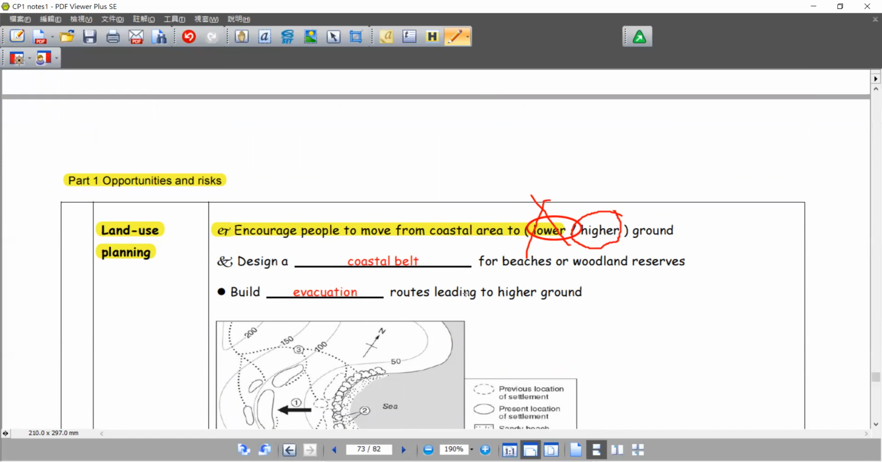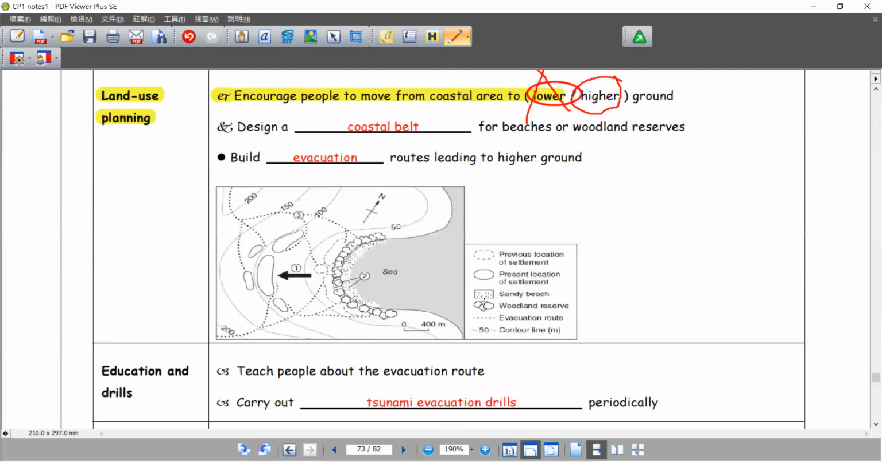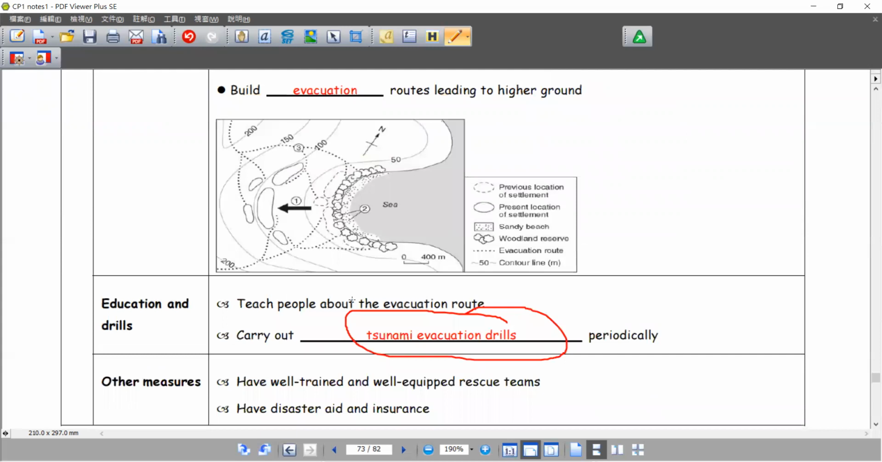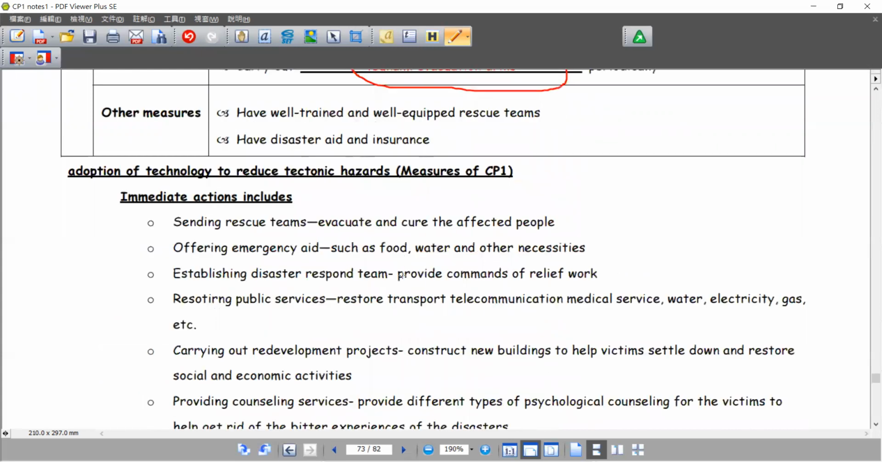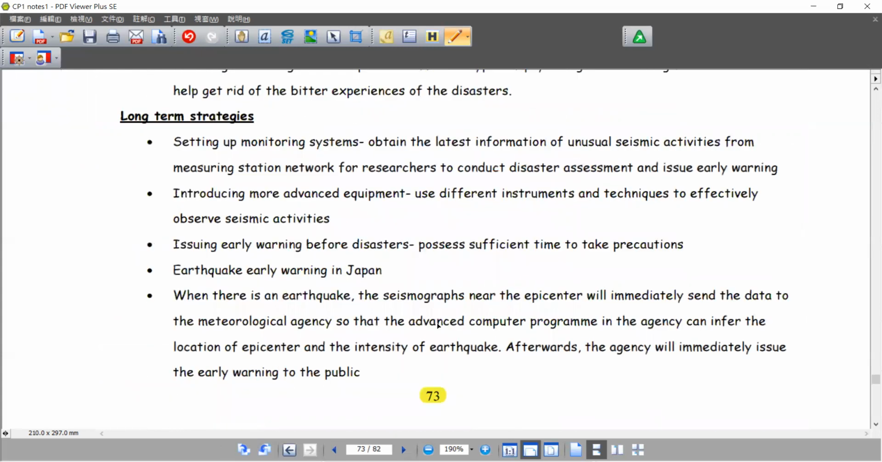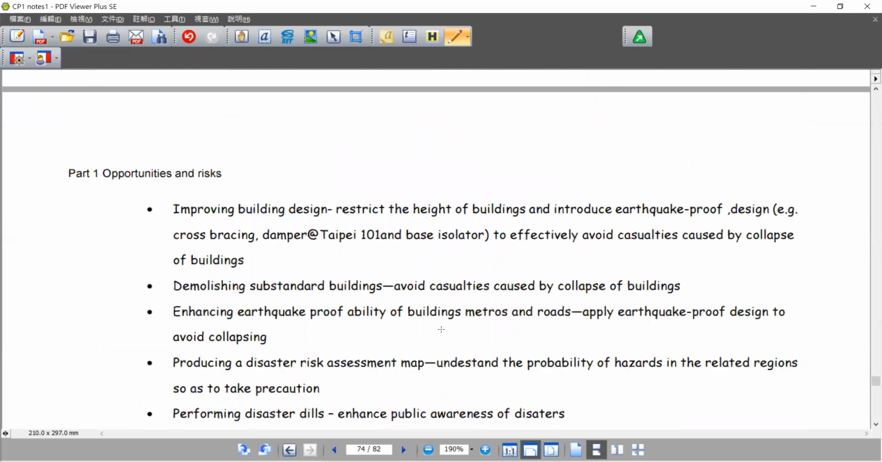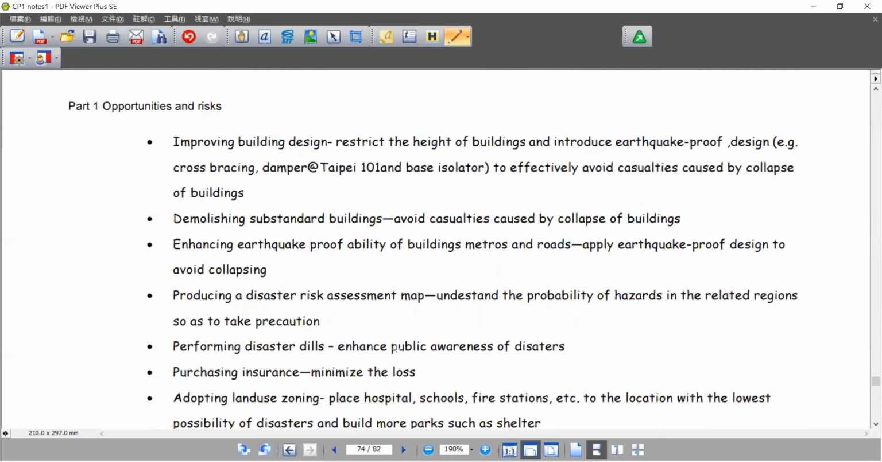Then design a coastal belt for beaches and also woodland reserve. Build evacuation routes leading to higher ground. Then also do more tsunami evacuation drills, and teach people about the evacuation routes. Again, rescue team and then insurance. It's also a well-elaborated version of the measures, so maybe you can have a look on your own.